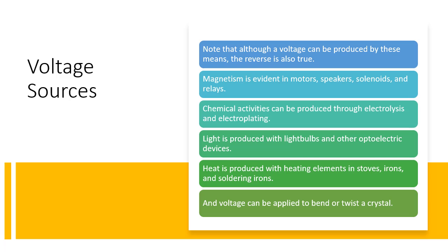Note that although a voltage can be produced by these means, the reverse is also true. That is, a voltage can be used to produce magnetism, chemicals, light, heat, and pressure. Magnetism is evident in motors, speakers, solenoids, and relays. Chemical activities can be produced through electrolysis and electroplating. Light is produced with light bulbs and other optoelectric devices. Heat is produced with heating elements in stoves, irons, and soldering irons. And voltage can be applied to bend or twist a crystal.